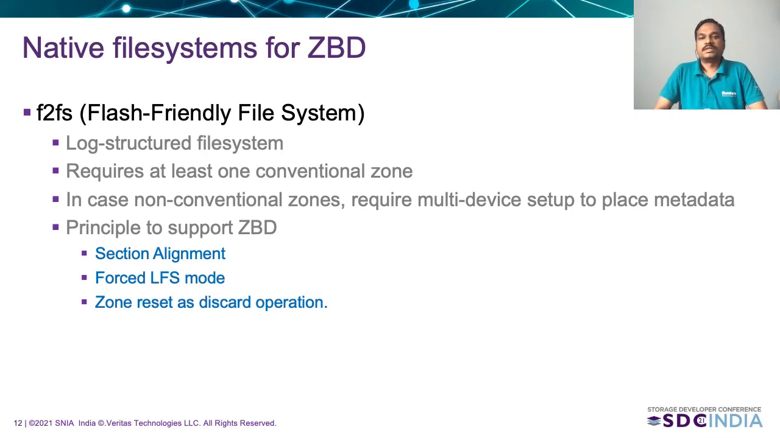Zone reset as discard operation. That was the next change. There is a block discard, or we can say trim, operation in Btrfs, which indicates that a block or range of blocks are free for use. This operation is replaced by the zone reset operation. The zone reset command will get invoked when blocks from a zone are free, and then the zone will be available for write. This is all about Btrfs. Let's move on to the next slide.